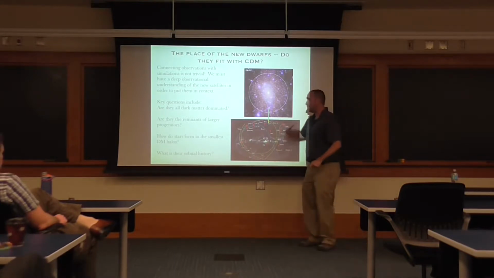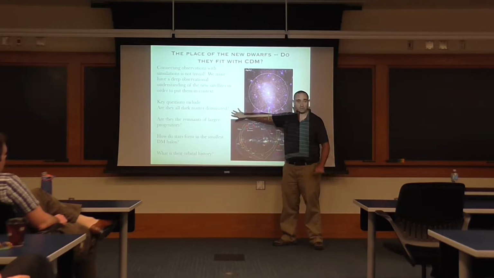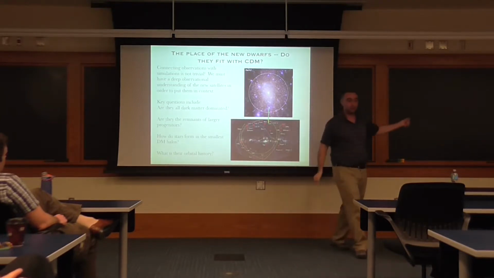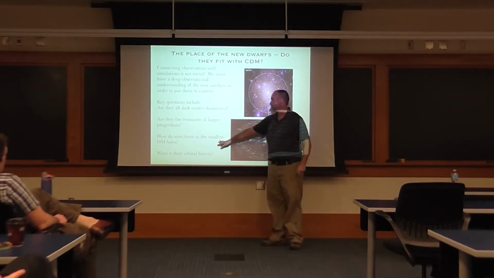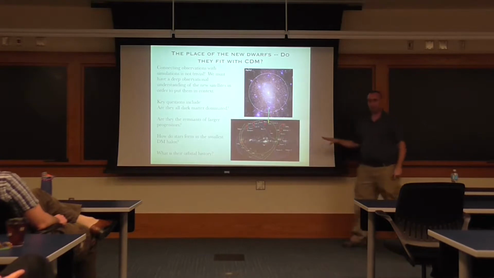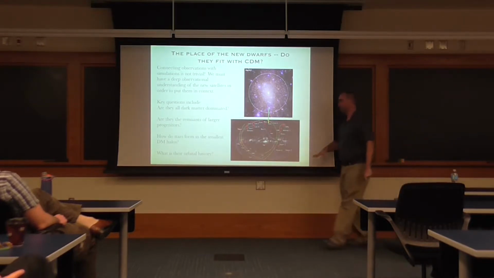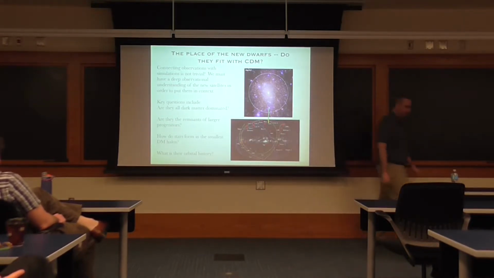My key questions are: are these things all dark matter dominated? Are these things being stripped? Are they just stellar remnants of larger objects, tidal streams? How do stars form in these smallest dark matter halos? What's their orbital history, etc.?